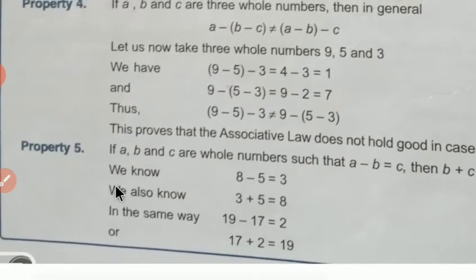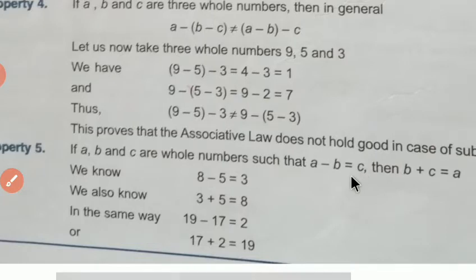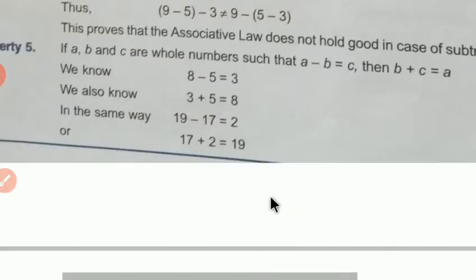Then last, property 5. If a, b and c are whole numbers such that a minus b is equal to c, then b plus c is equal to a. If you subtract b from a, we'll get the answer c, or if we add b and c together, then we'll get the answer a. We know that 8 minus 5 is 3. Now if we add 5 and 3, we'll get the answer 8. So 3 plus 5 is equal to 8. In the same way, 19 minus 17 is equal to 2, or 17 plus 2 is equal to 19.